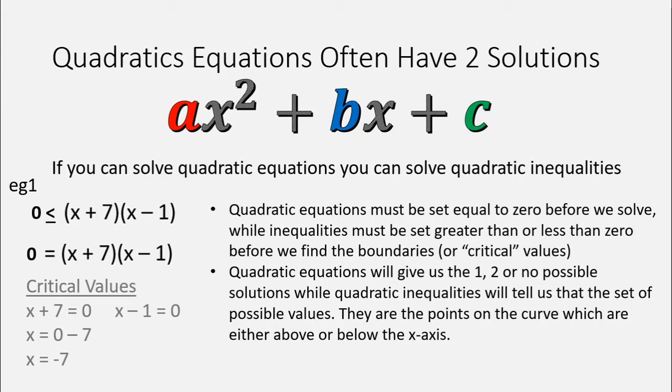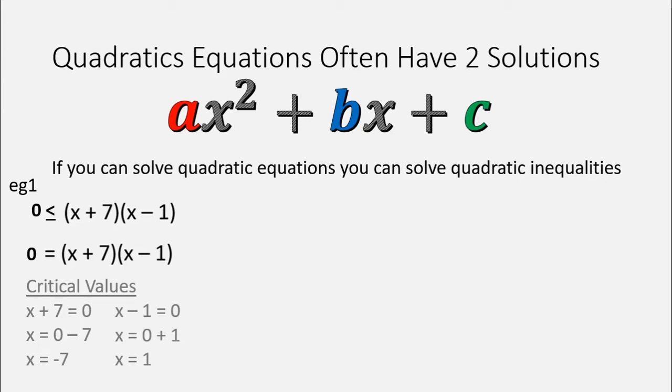The other critical value is where x minus 1 equals 0. I'll move that minus 1 to the other side of the equation. Opposite of minus is add. So x is equal to 0 plus 1, which means x must be equal to 1. I've got two critical values in this example.